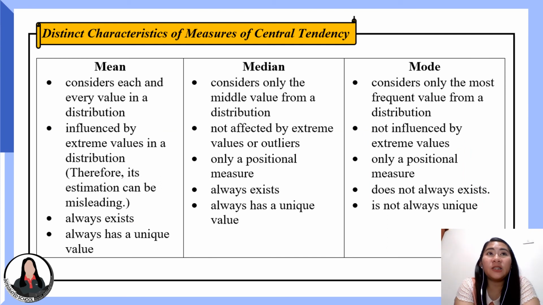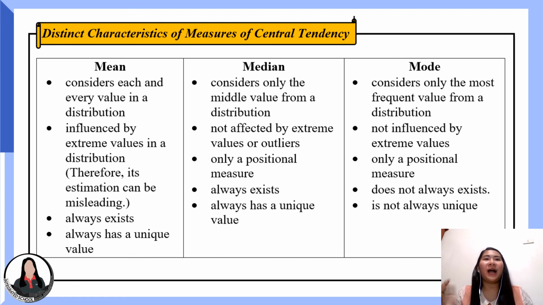So, before I end this, I just want to summarize the distinct characteristics of each measure of central tendency. So, let us start with reliability. For the mean, it considers each and every value of the distribution, di ba? Kaya nga sinabi natin that mean is the most reliable measure of central tendency. Bakit hindi si median? Bakit hindi si mode? Kasi si median, ang kino-consider niya lang, it considers only the middle value from the distribution. Kasi middle most lang naman siya. Ang mode naman, it only considers the most frequent value from the distribution. That's why the most reliable is the mean.